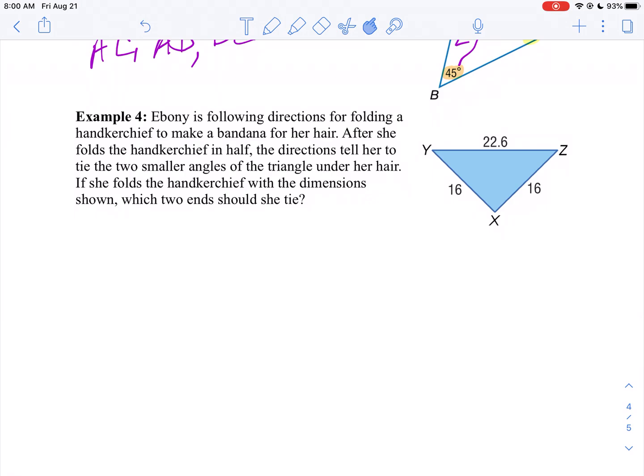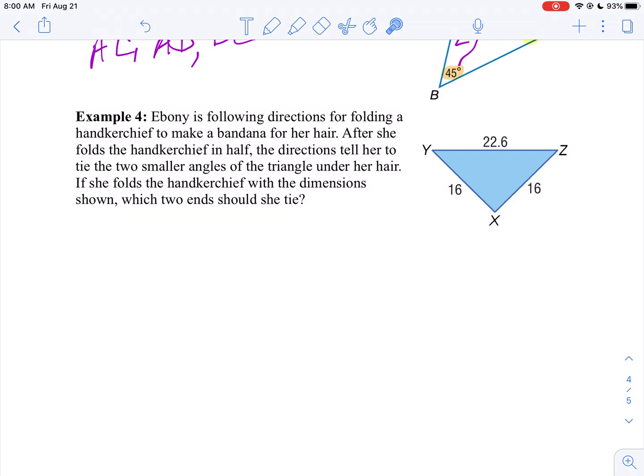Now we can apply that to an application problem. If you take a look at example 4 here, it says, Ebony is following directions for folding her handkerchief to make a bandana for her hair. After she folds the handkerchief in half, the directions tell her to tie the 2 smaller angles of the triangle under her hair. If she folds the handkerchief with this dimension shown, which 2 sides or which 2 ends should she tie? Well, if we take a look here, we have an isosceles triangle, don't we?